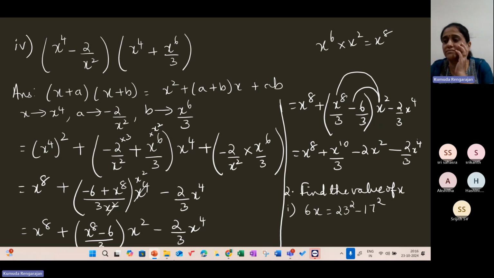A square minus B square. We will take a 17 or negative 17. Compare. A square is 23 square, minus b square is minus 17 square. So minus and minus will get cancelled. So b square is 17 square. So b is 17.